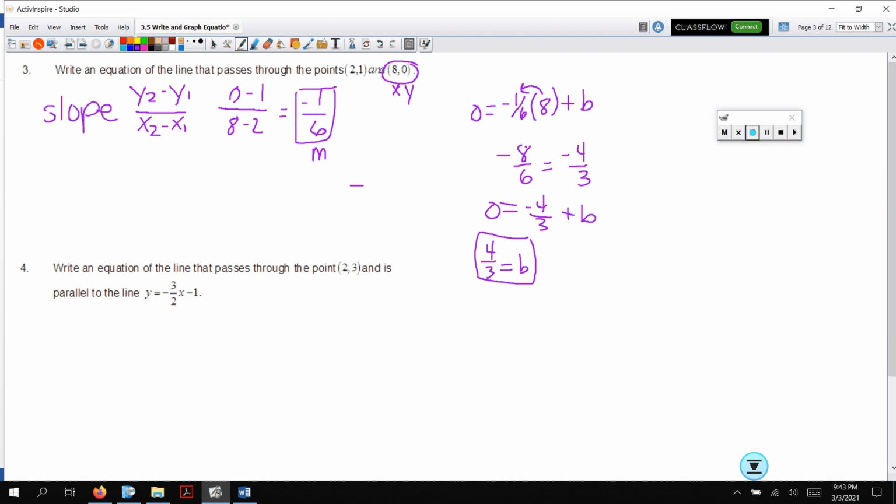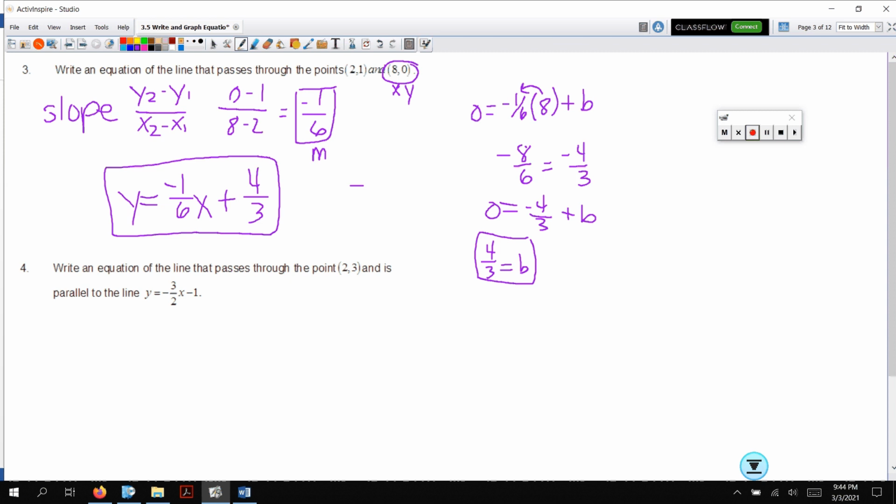I have both of my pieces of information. I can write my equation of a line. y equals my m, which was negative 1/6, x, don't forget x, plus 4 over 3. That's it. Not a nice y-intercept, but it is what it is.